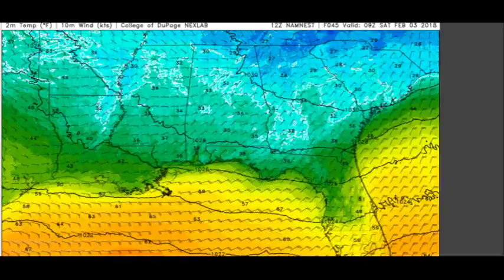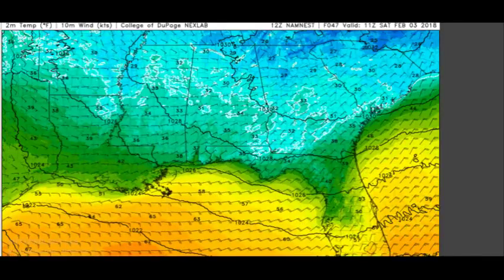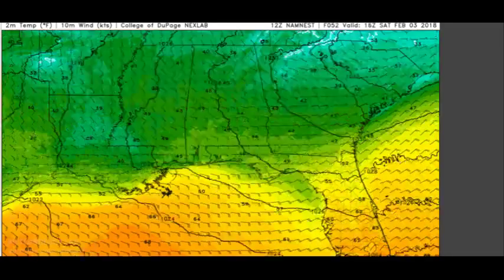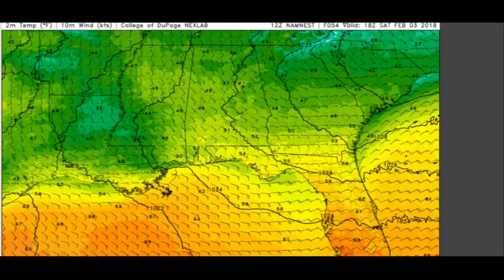So it looks like for Saturday morning, we're going to be looking at 47 in Tampa, 39 at Jacksonville, and 64 at Miami there. And then coming up to only 72 for a high in Miami on Saturday.